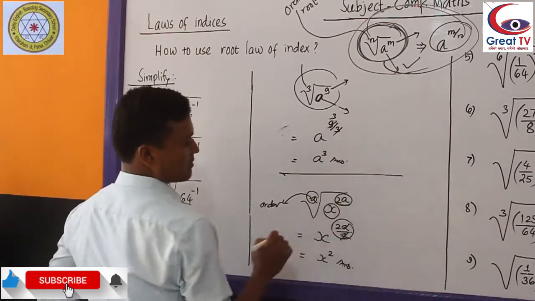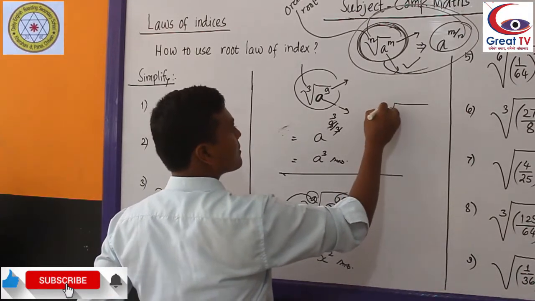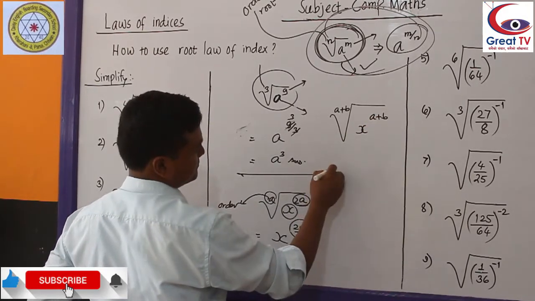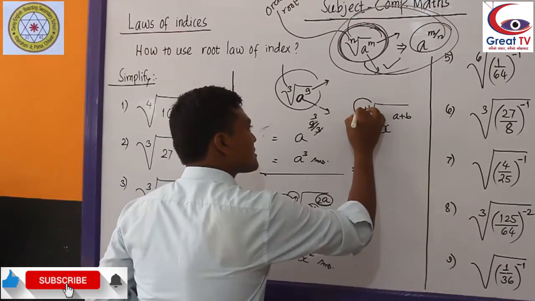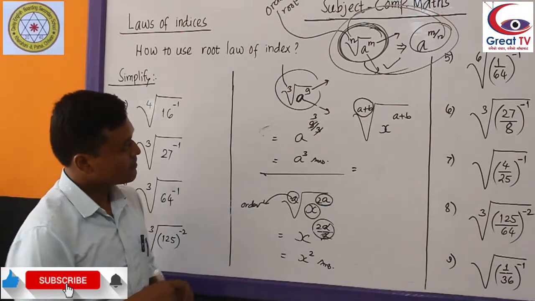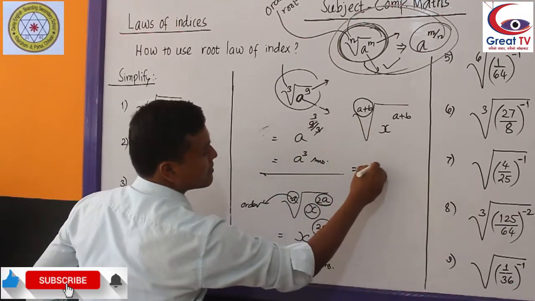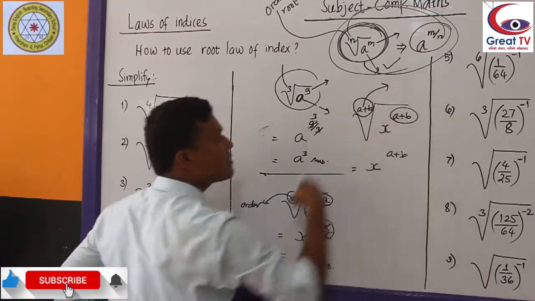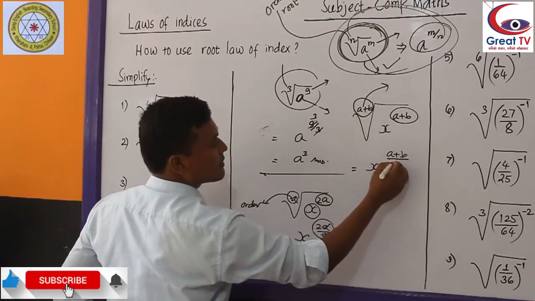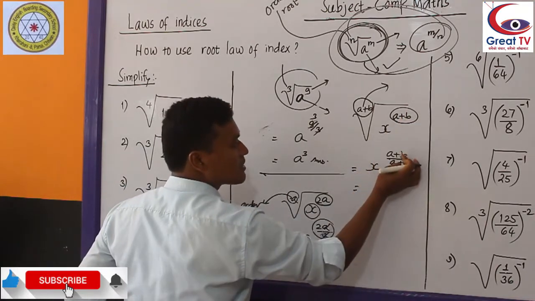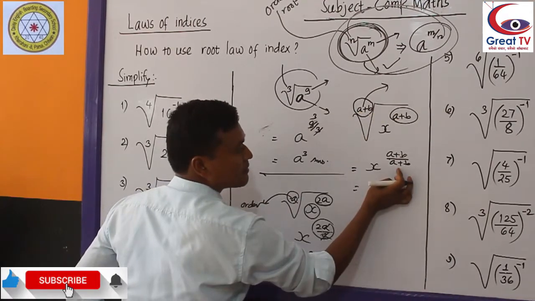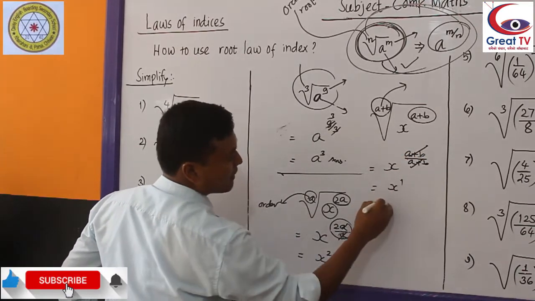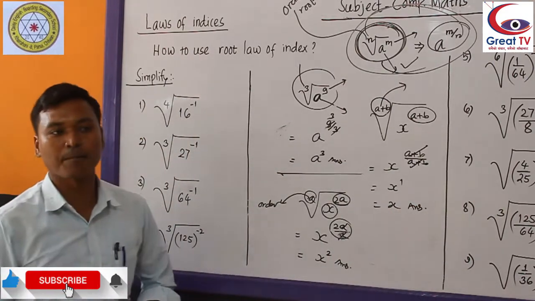Now let us take one more example. If we have this root, here the order is a plus b, and x to the power a plus b. Now if we have an algebraic expression as the order of root, don't be afraid. Let us remove the root from here. X to the power, inside, a plus b. And here again the order of root is a plus b. So a plus b by a plus b. This a plus b order is written in the denominator of the power to remove the root. It is a plus b over a plus b, which can be cancelled, up to the power 1, that is x. So by this way we use the root law of index.